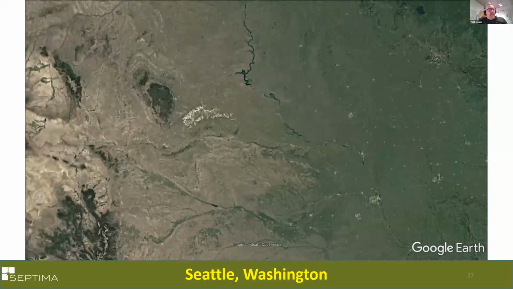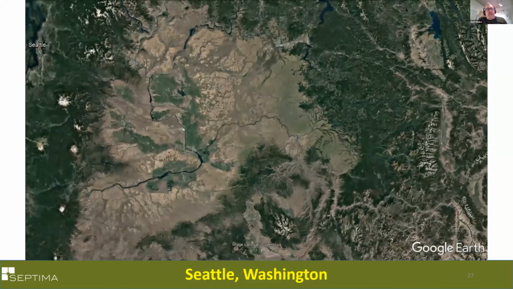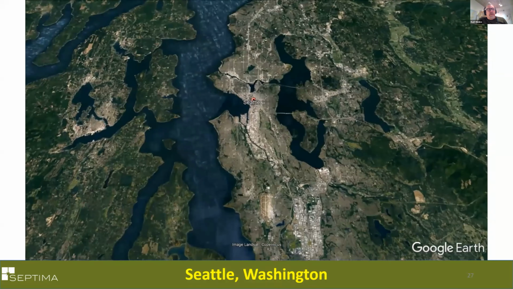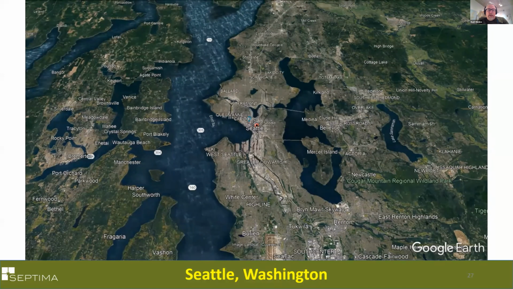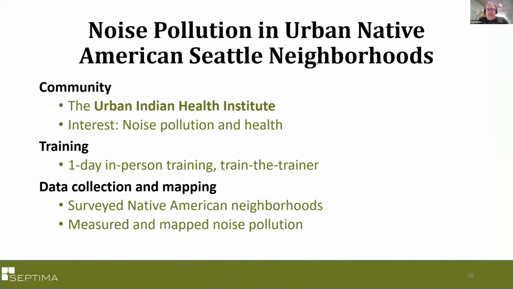There was an organization in Seattle that we had connections to called the Urban Indian Health Institute. And they basically work with urban Indian populations in Seattle to provide them healthcare. We chose them as a pilot study, and they were interested in noise pollution and health. So we went in and did our one-day in-person training, and they wanted to survey Native American neighborhoods for noise pollution, because it can be a chronic health problem related to hypertension and heart disease and other health issues. And so they wanted to measure the noise in different neighborhoods.